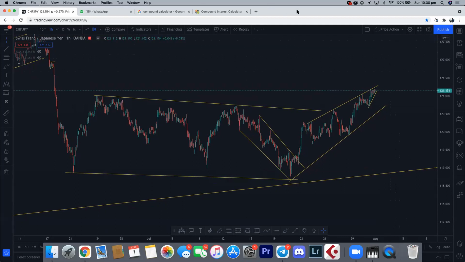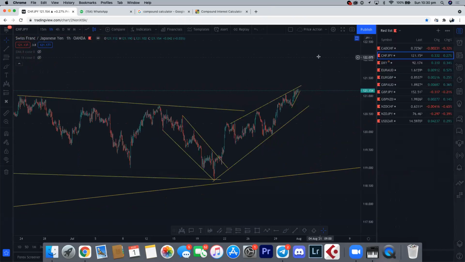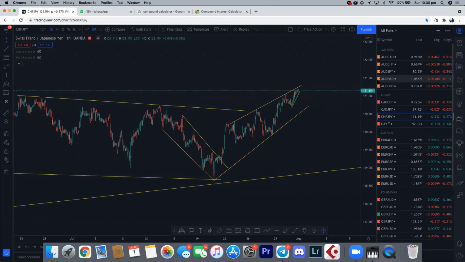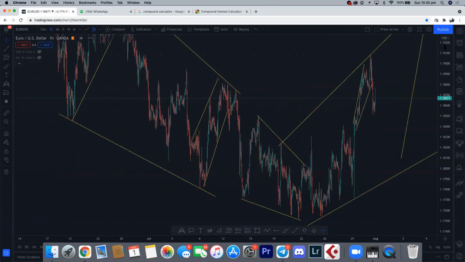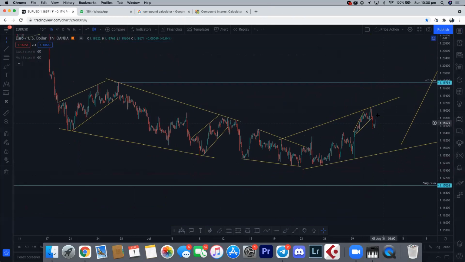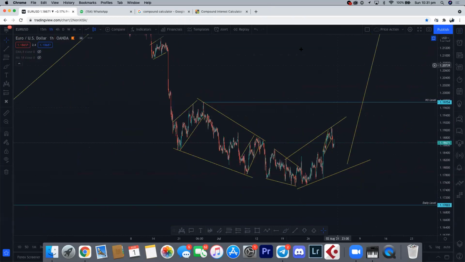Which other pair? USD. Euro USD. Okay, let's go to Euro USD. But Euro USD is not on my watch list. I told you guys to pick from the pairs I'm looking at. So let me go to Euro USD like this. But I'm not trading Euro USD for now.